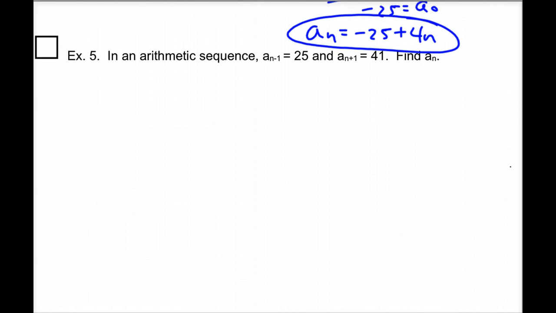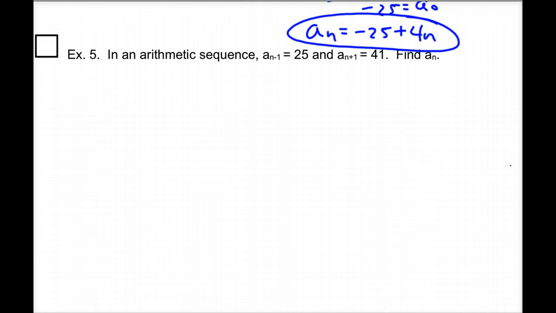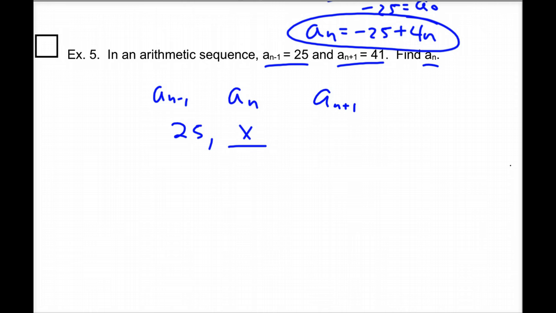Last problem. Pretty basic. It's kind of a review of the notation here. A sub n minus 1, a sub n plus 1. What do they mean? Well, they just mean the numbers that are to the left and to the right of a sub n. So if I had a sub n in the middle, I'd have a sub n minus 1 over here, and I'd have a sub n plus 1 over here. And I want to find a sub n, that's my x. But I know this is 25. And I know this is 41.